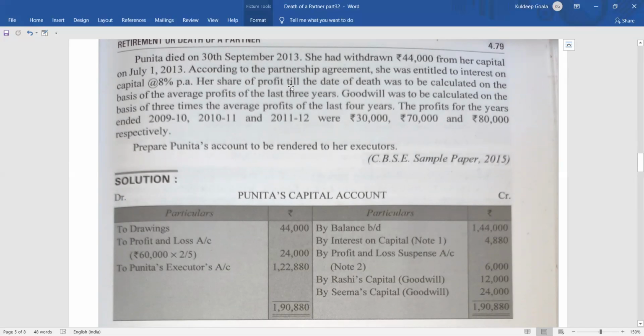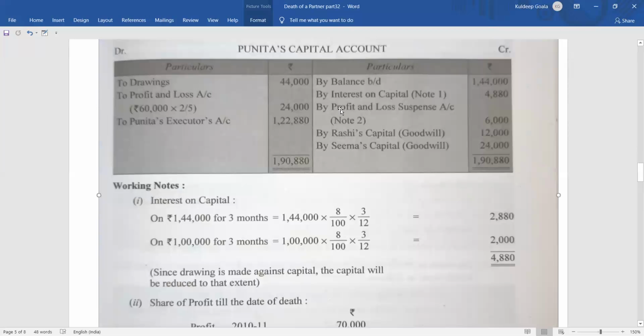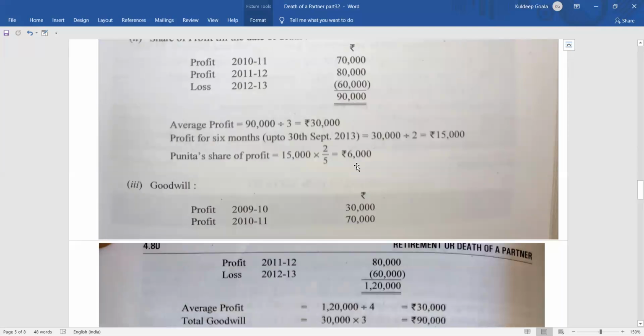After that, her share of profit till the date of death was to be calculated on the basis of 3 times the average profit of the last 4 years. So that we have already calculated. Two things are there: her share of profit till the date of death was to be calculated on the basis of average profit of the last 3 years. So that has been already calculated as 6,000. We saw that. So general entry is profit and loss suspense account debit to Punita's capital account.